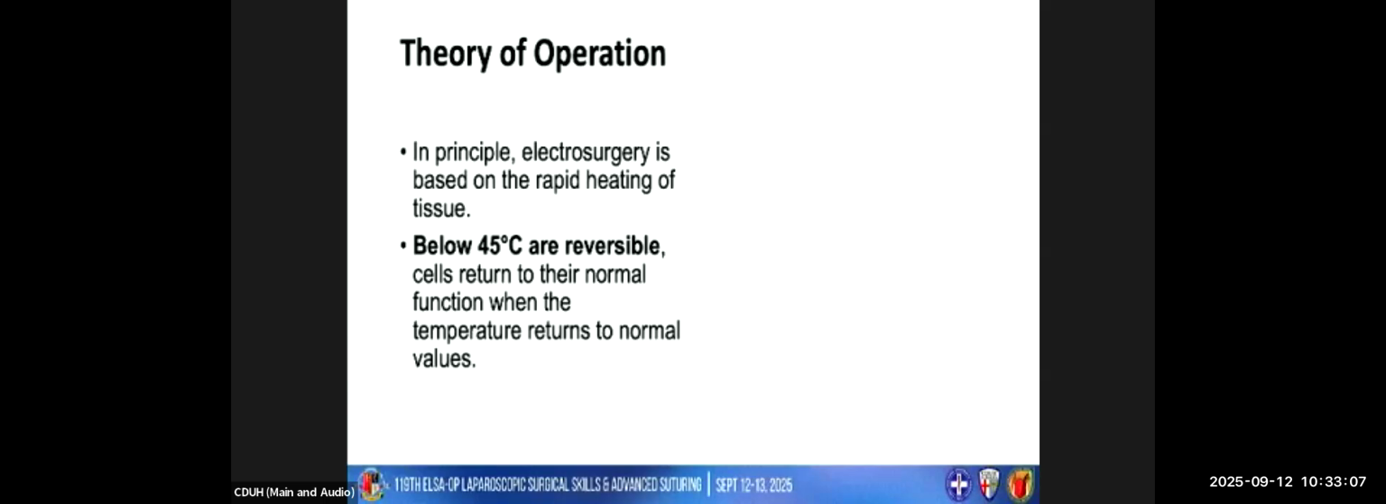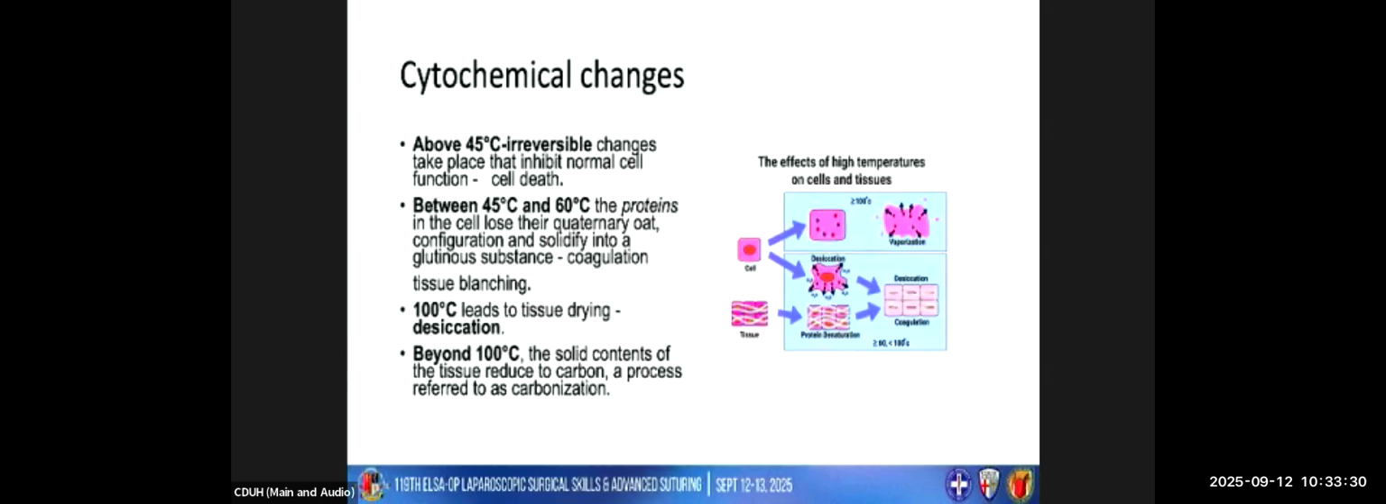So to better understand thermodynamic events during electrosurgery, it helps to know the general effects of heat on biologic tissue. Cytochemical changes do occur below 45 degrees centigrade, but changes are usually reversible, and the cells return to their normal function when temperature returns to normal. However, above 45 degrees centigrade, irreversible changes take place that inhibit normal cell functions and lead to cell death.